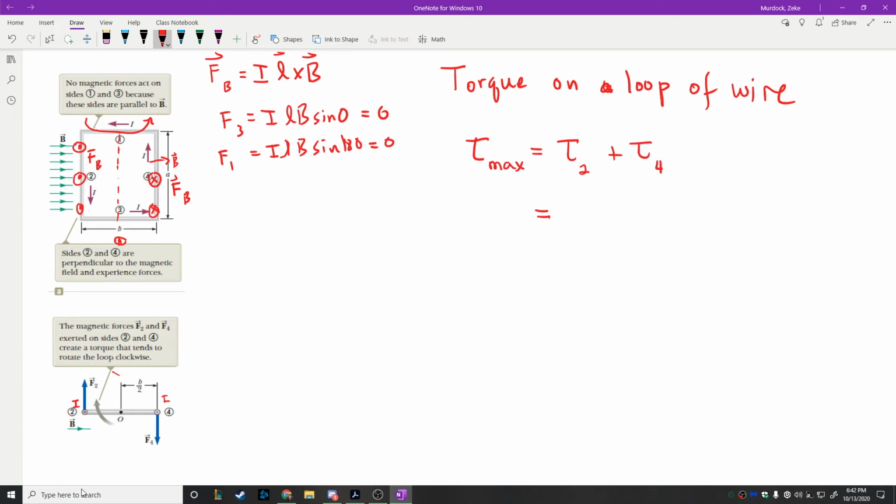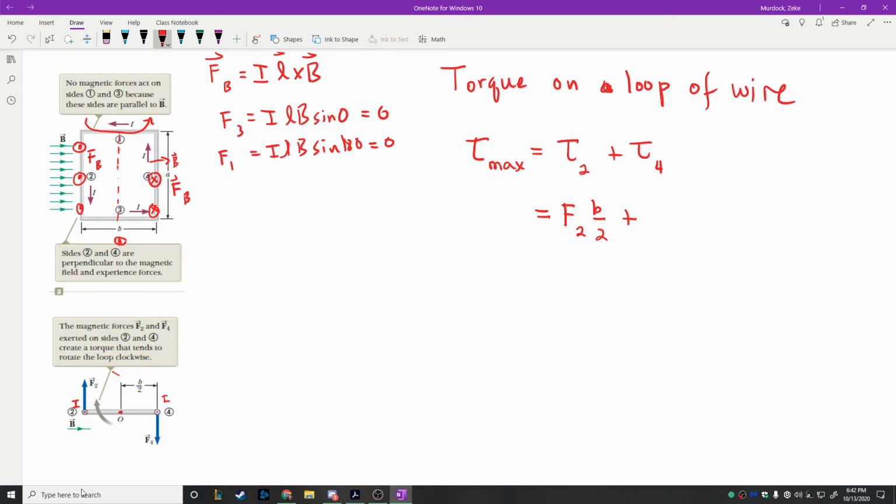total torque. The torque on side 2 is going to be equal to the force, which is called F2, multiplied by the distance. Remember, this is how you do torque. You take the force multiplied by the distance to the axis. This is going to be our axis of rotation right here. So we multiply this times b over 2. That's the distance between here and here. Half of b, right? So from here to here would be b over 2. That's the torque in this case.